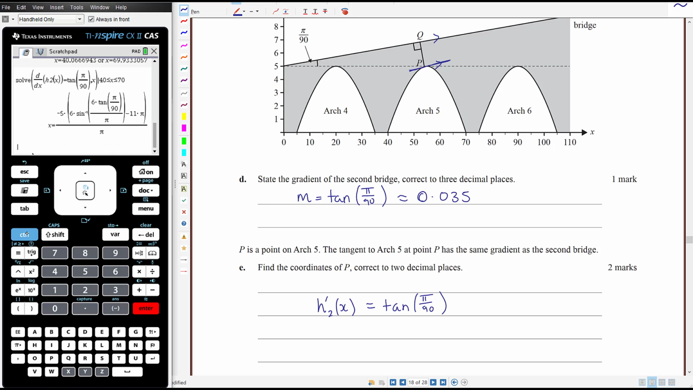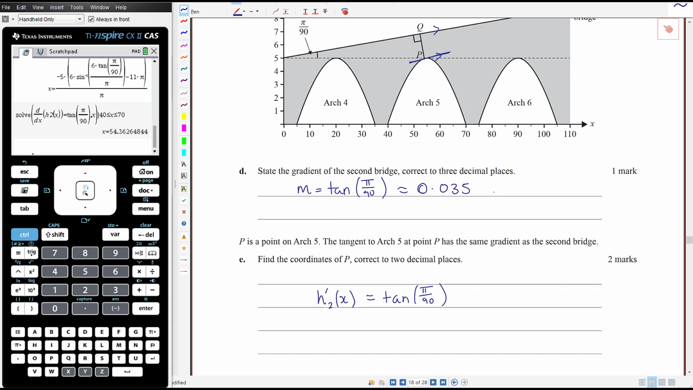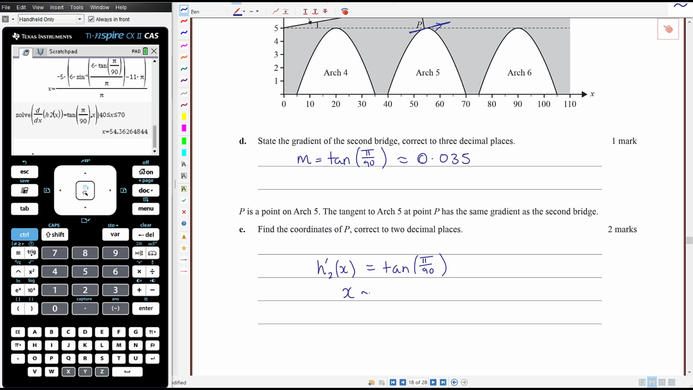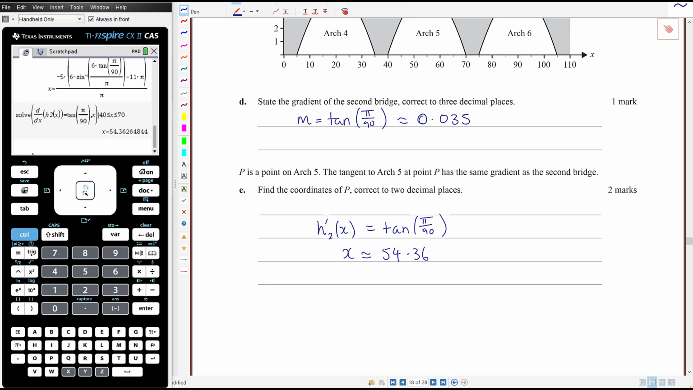Okay, try again. Control Enter. Okay, so we find that happens when x is approximately 54.36, to 2 decimal places, and so therefore we also want the coordinates, so we need h2 of 54.36. So we'll do that with our CAS again, h2 of.